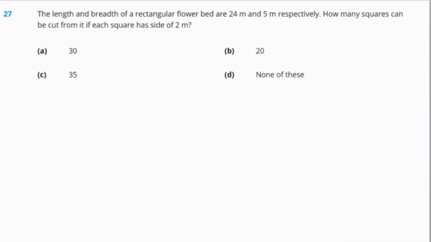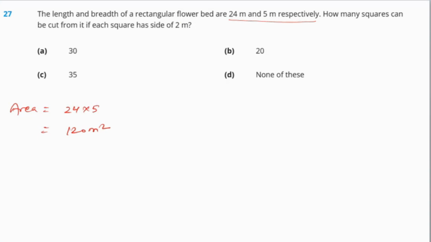The next question is: the length and the breadth of a rectangular flower bed are 24 meters and 5 meters respectively. How many squares can be cut from it if each square has a side of 2 meters? The length of the rectangular flower bed is given to us, so we need to figure out the area of the flower bed. That will be 24 times 5, which gives us 120 square meters. That is the area.